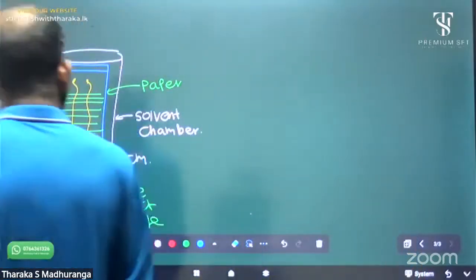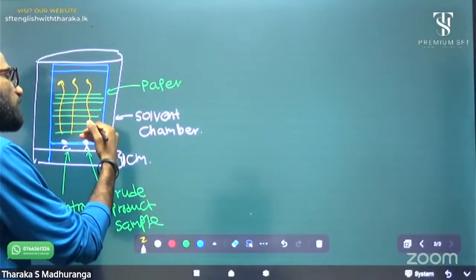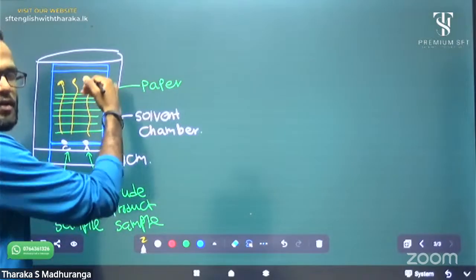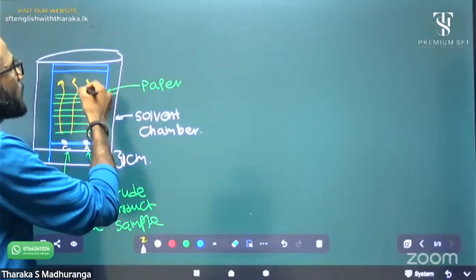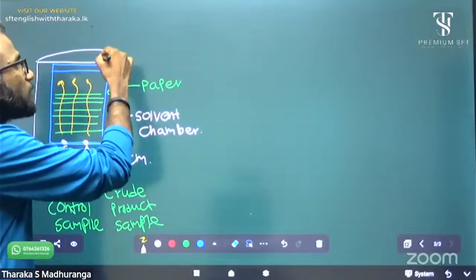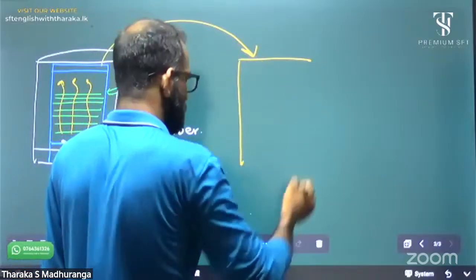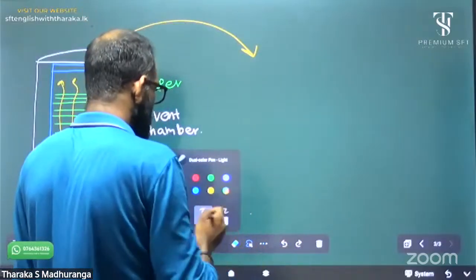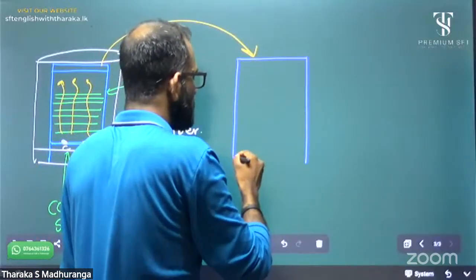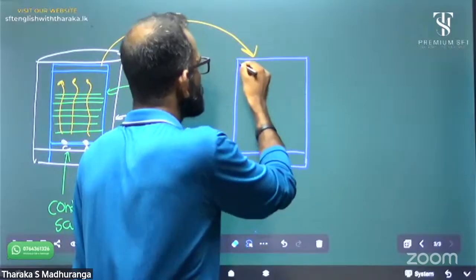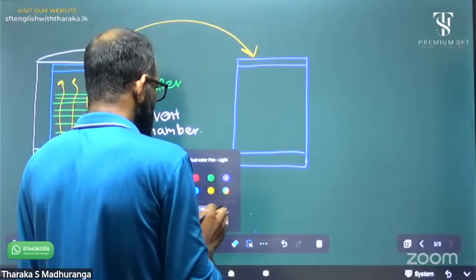Okay. Now what happened? We can observe the solvent level increasing through the paper due to capillary action. When the solvent front reaches the solvent front line, we can take the chromatography paper out of the chamber. Okay, this is the chromatography paper now. This is the baseline and this is the solvent front line.